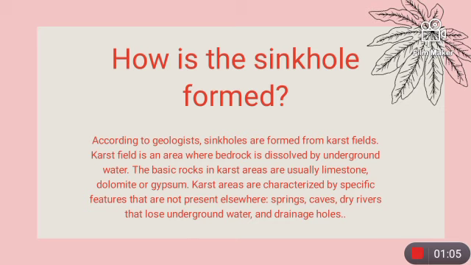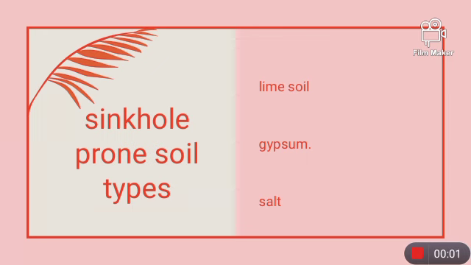Karst areas are characterized by specific features that are not present elsewhere: springs, caves, dry rivers that lose water underground, and drainage holes. Sinkhole-prone soil types are: first, lime soil; second, gypsum; third, salt.